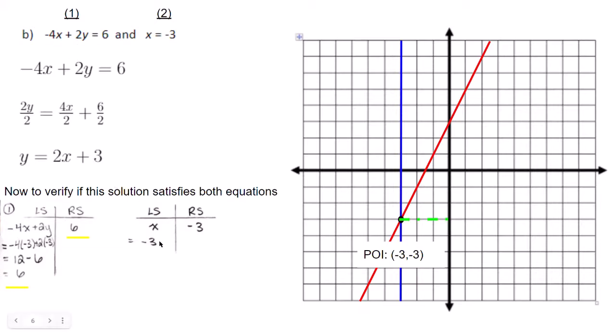Now we have a vertical line, and we want to replace with our values. Since there is no y value in this equation, then we just have to replace the x value with negative 3. And since negative 3 equals negative 3, then we can conclude that yes, this does indeed satisfy the second equation. And since the right hand side equals the left side in both equations, then the solution is indeed negative 3, negative 3.